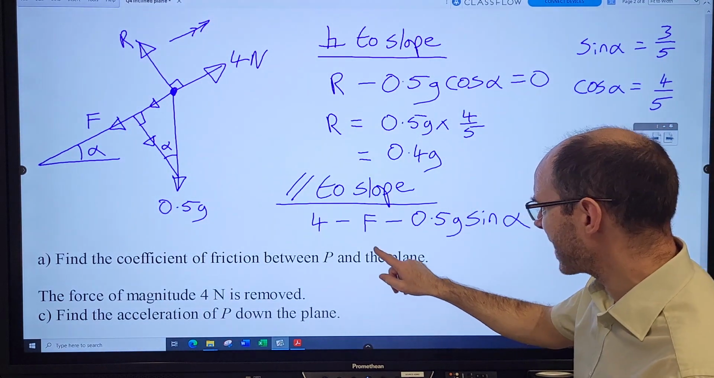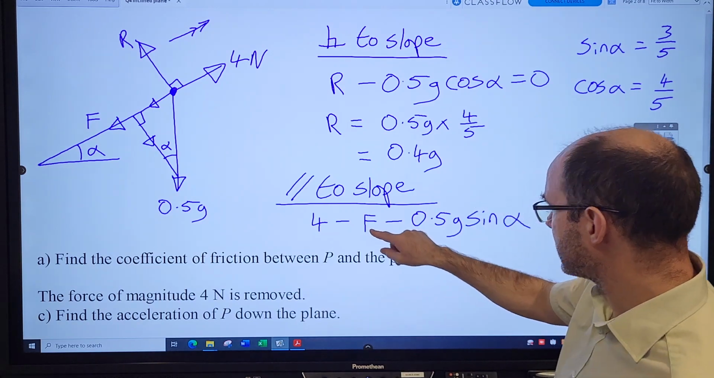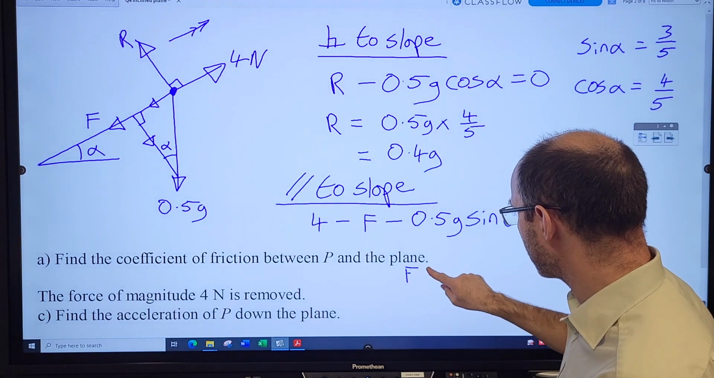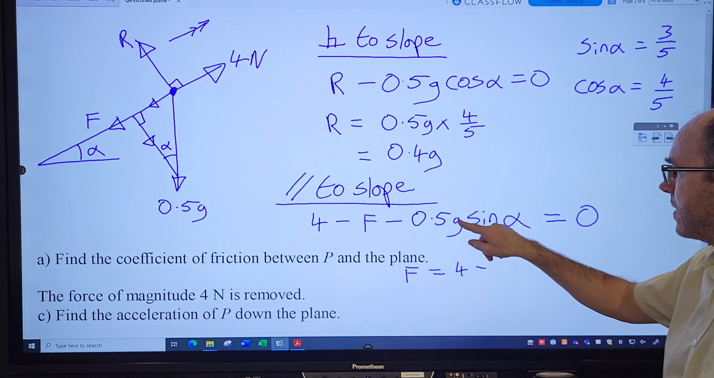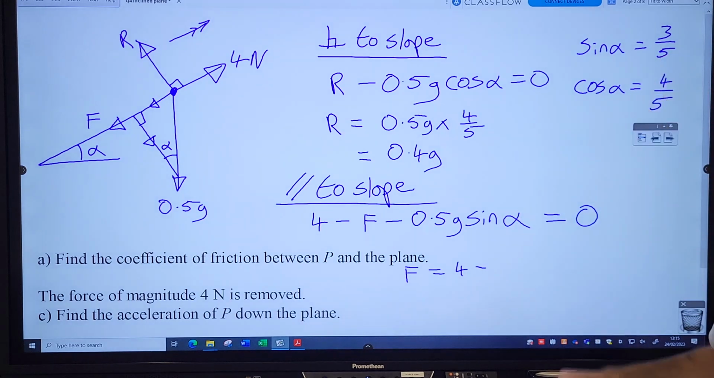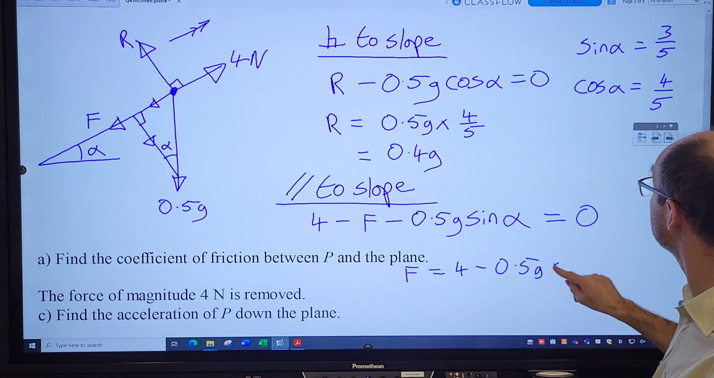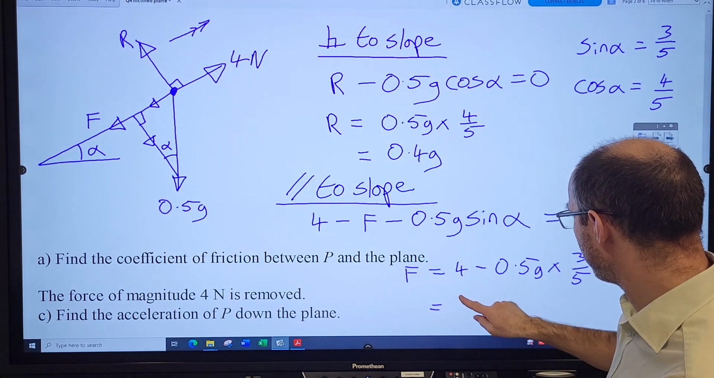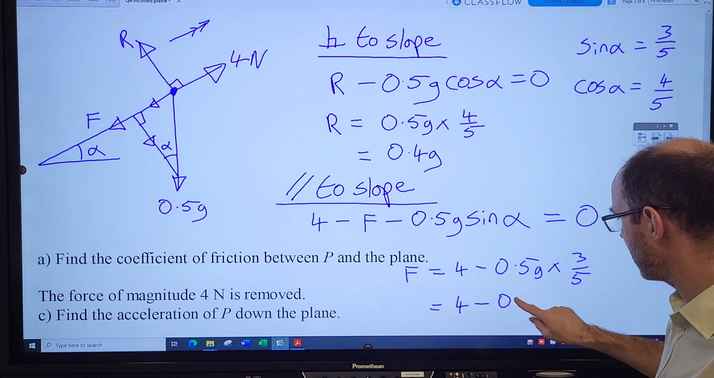So I'm running out of space here, aren't I? I don't like it when that happens. So I'm going to save a bit of room, so I'm going to put the F onto that side already, and I'm going to leave everything here. So F equals 4 subtract 0.5 g sine alpha times 3/5. 0.5 g times 3/5, and that's going to be 4 subtract 0.3 g.